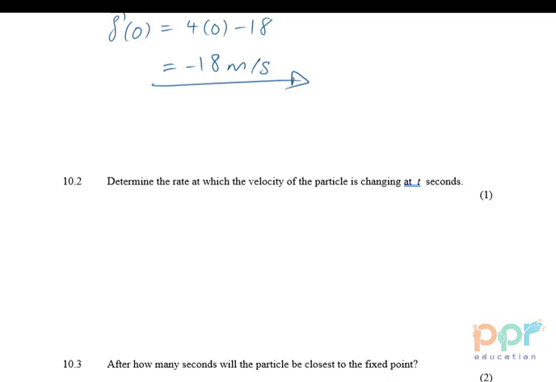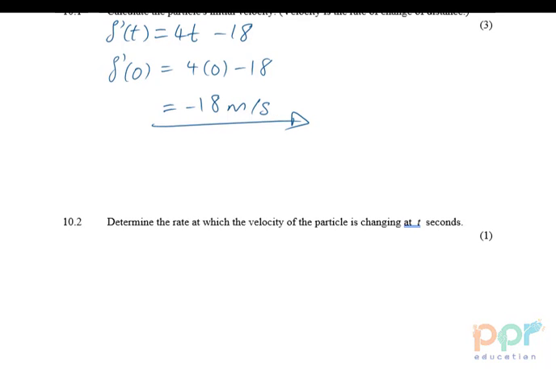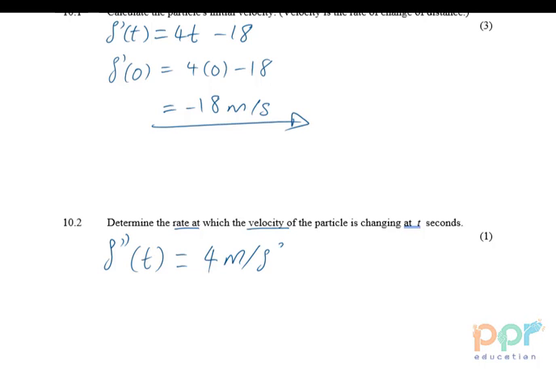Next, question 10.2: determine the rate at which the velocity of the particle at t seconds is changing. We know the first derivative is the velocity, so we need the second derivative. The rate at which the velocity is changing is the derivative of velocity, which is the acceleration. So the second derivative with respect to t is 4, which is 4 meters per second squared.